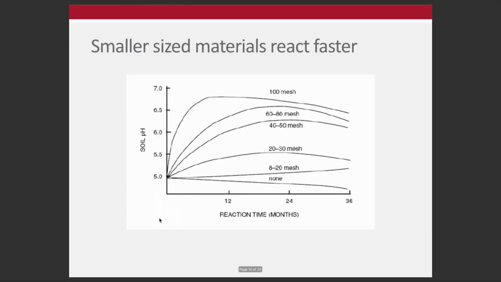Okay, so like we just mentioned, the smaller the mesh size, the faster that lime is going to react. And this is what this graph is just showing. Not surprisingly, this is intuitive. If we grind something up and make the surface area to volume ratio really small, it's going to react really quickly, and a lot of that's going to be available. So that has a big part to do with the ability of that lime to neutralize acid effectively. Okay.